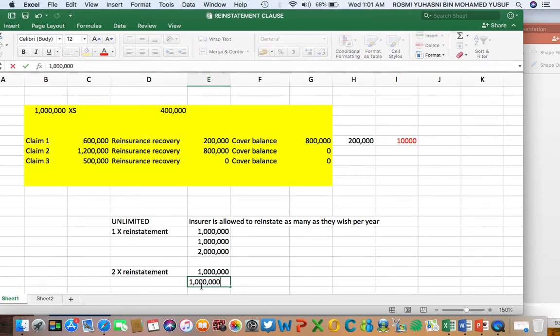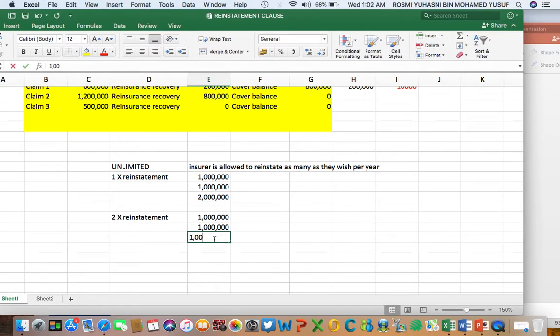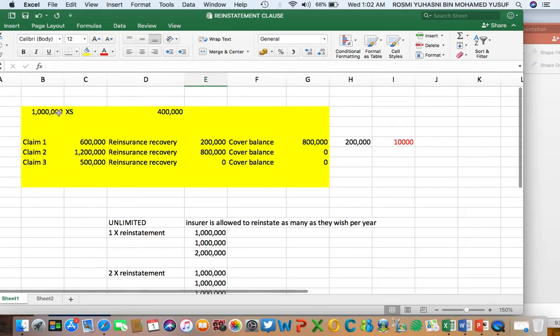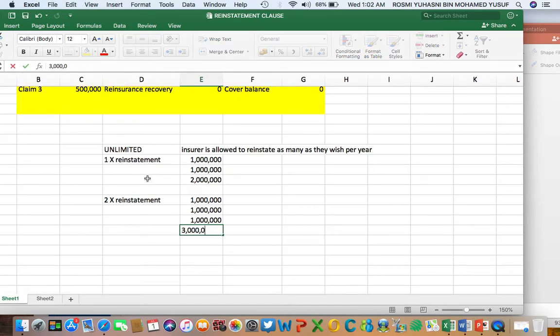And 2 reinstatements meaning that another 1 million. So the total cover available for that year, if 2 times reinstatement is allowed, in the case of this cover will be 3 million.